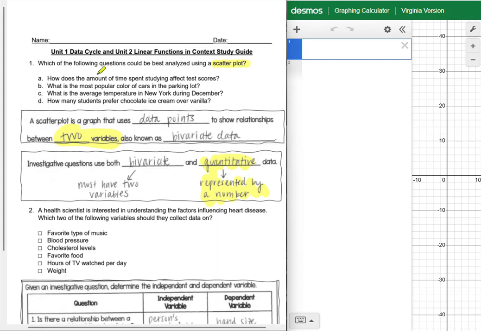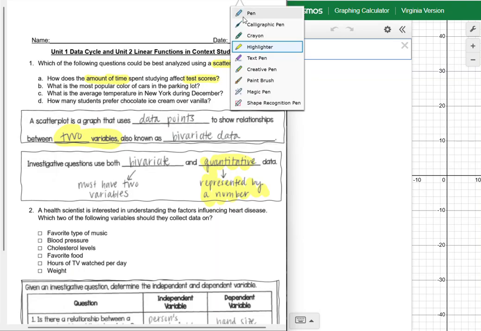It says how does the amount of time spent studying affect test scores? So you just have to ask yourself, does it have two things? Amount of time, yes, and test scores. And are they quantifiable? Yes, time is a number, and test scores are numbers. Okay, well, that's it.